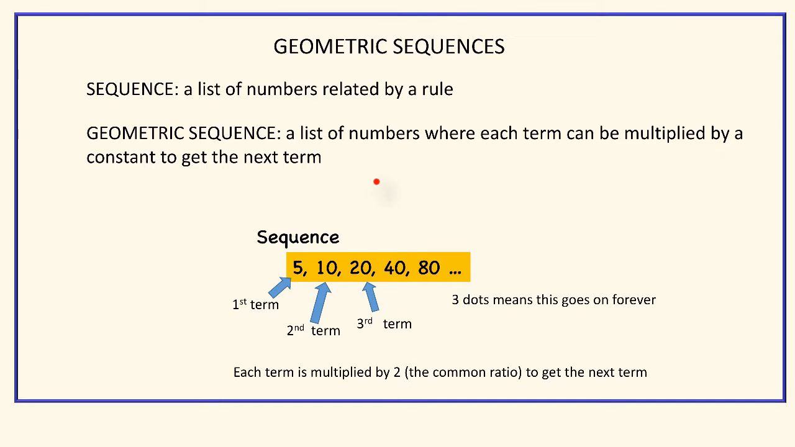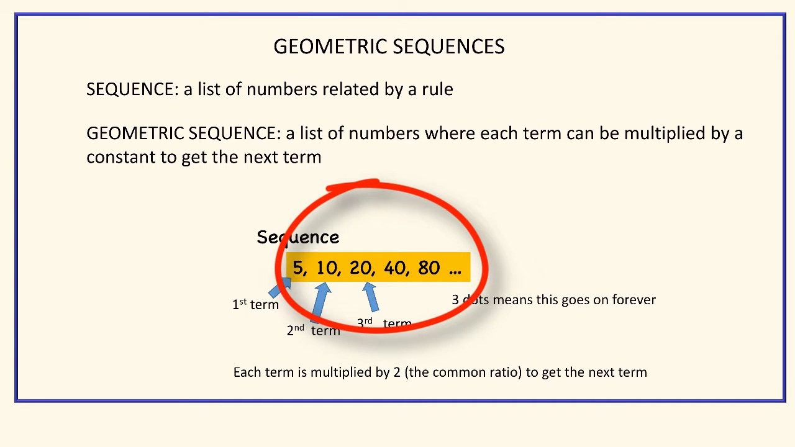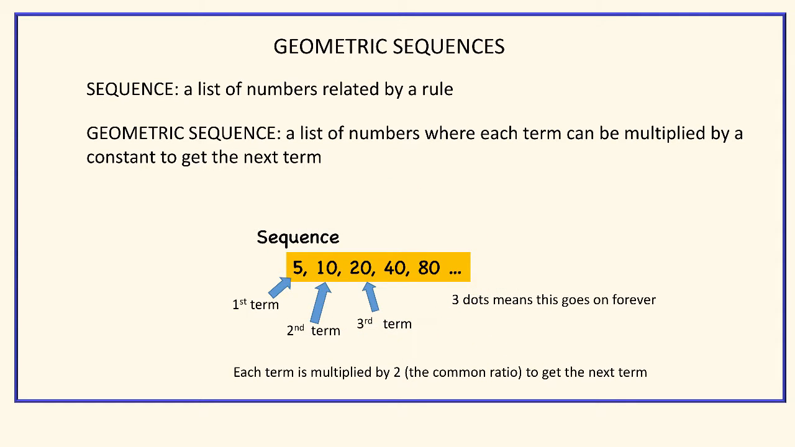In this example sequence that I'm showing, 5, 10, 20, 40, 80, etc., we get each number by multiplying the number before it by 2. So 5 times 2 is 10, 10 times 2 is 20, 20 times 2 is 40, and so on. Those 3 dots at the end mean that this goes on forever. And notice that we refer to each number in our sequence as a term. So 5 is the first term, 10 is the second term, and on and on.